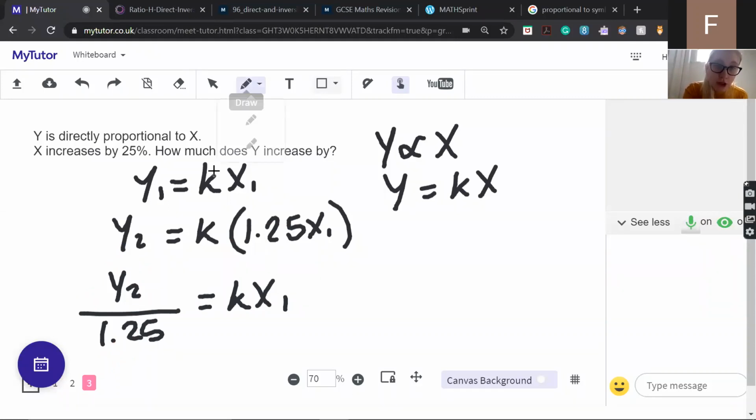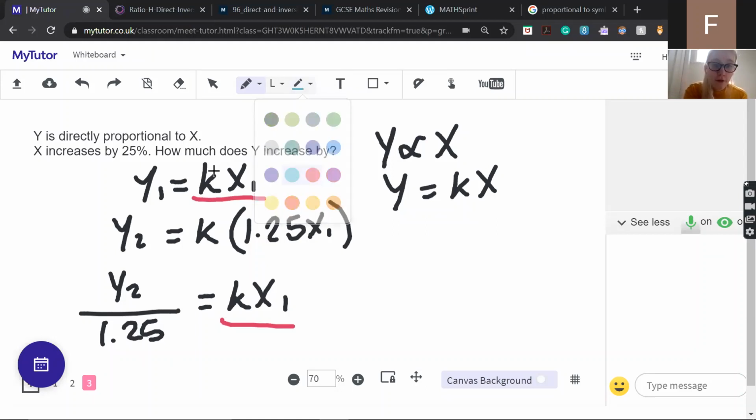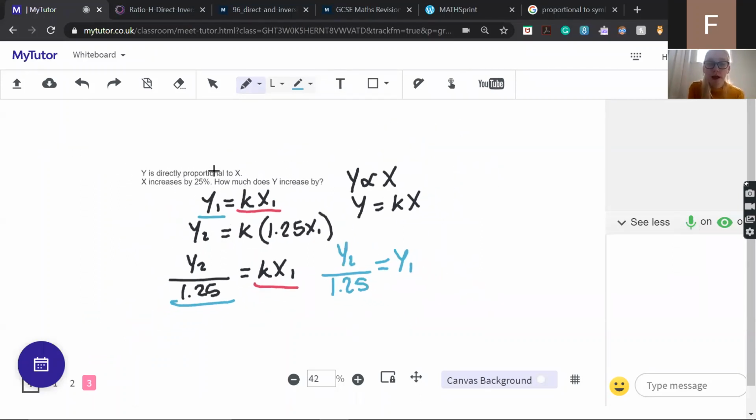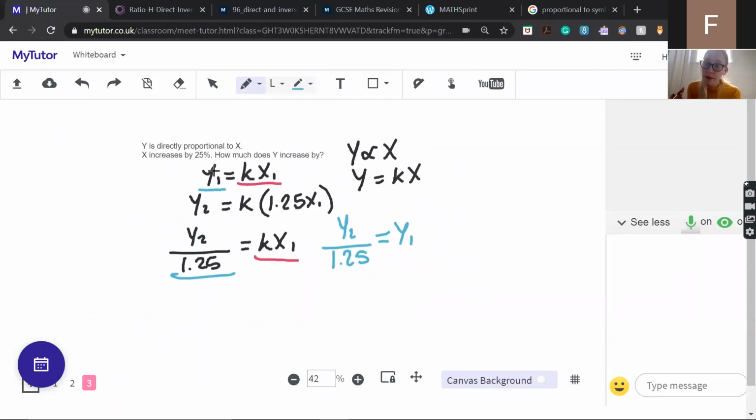And now I can do the same thing that I did before, which is saying that this is equal to this. Therefore, this is equal to this, right? I'm just combining these equations. So we're saying that Y2 over 1.25 is equal to Y1. And then multiplying up by 1.25 on both sides, we're saying that Y2 equals 1.25 Y1.